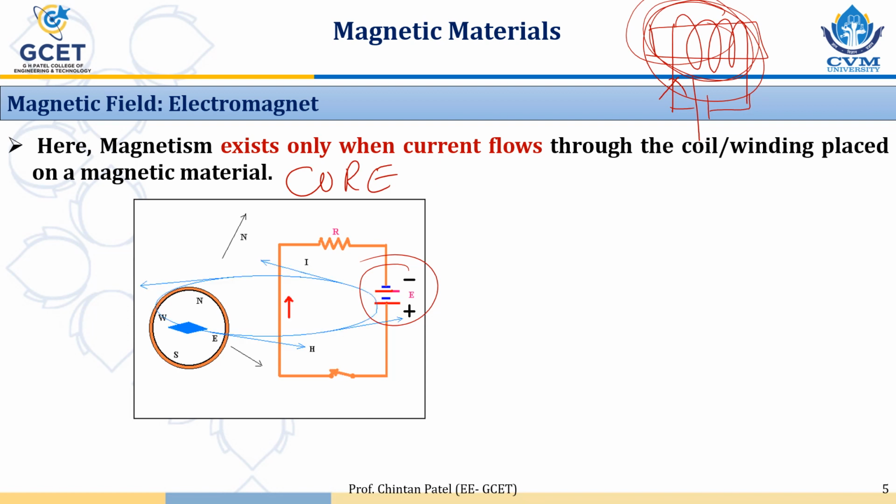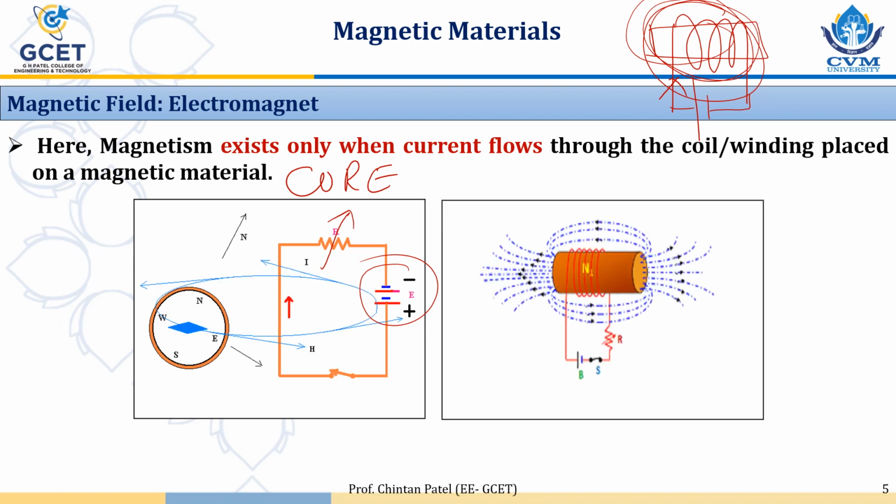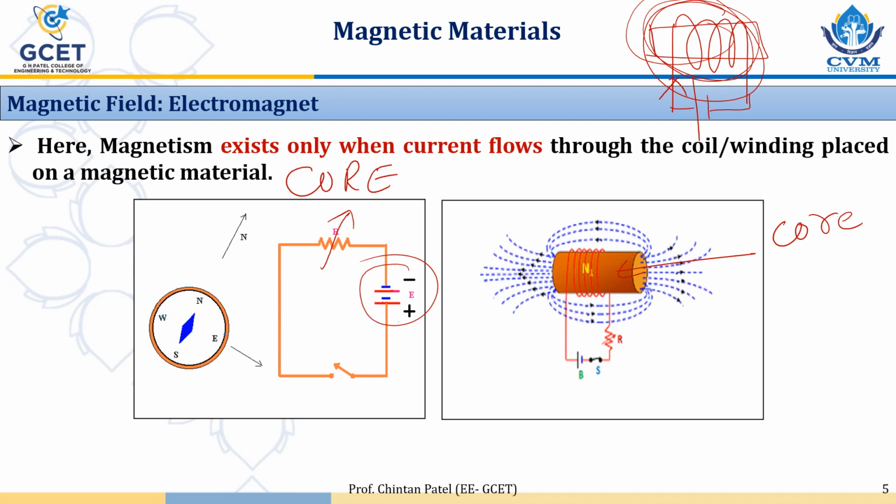Now here this resistance is a fixed resistor. If we provide a variable resistor, by increasing or decreasing the resistance, we can vary the current, and depending upon the magnitude of the current, the magnetic field or magnetic flux can be controlled. The same thing is shown here. There is a core. So this cylindrical part is a core which is made up of good magnetic material.